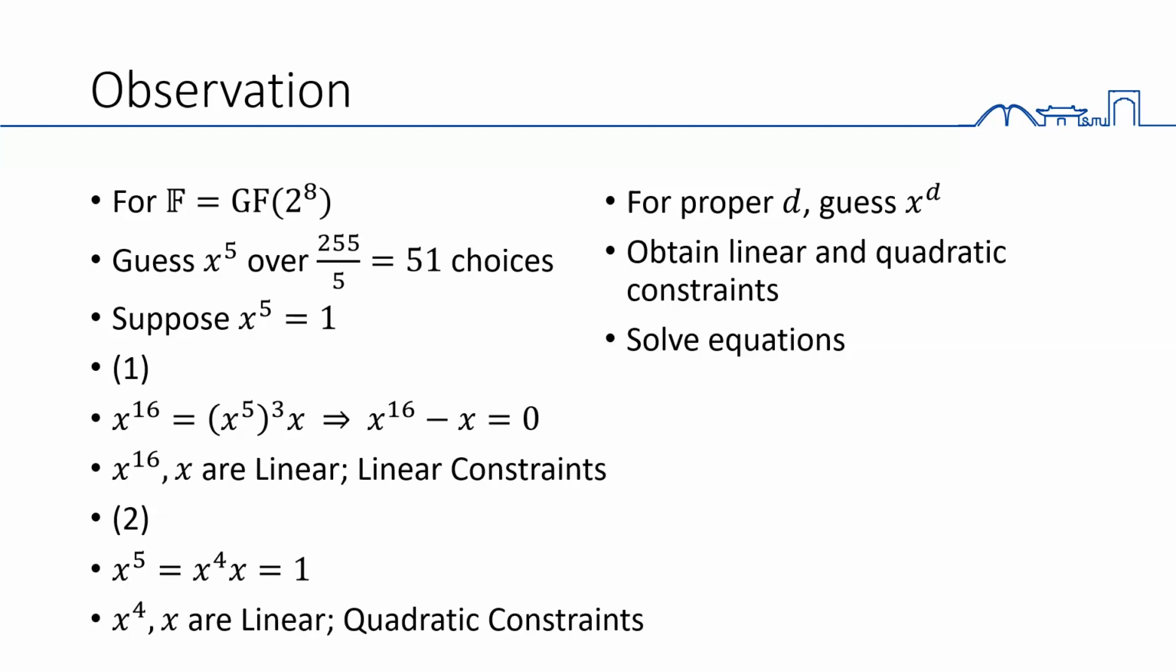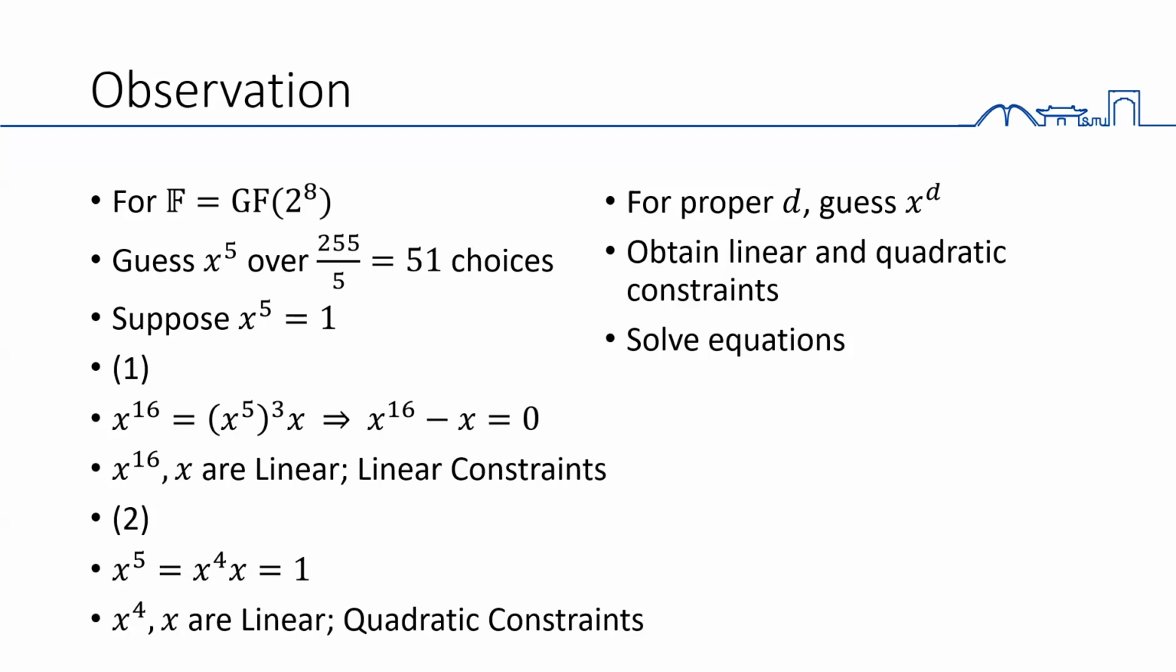We observe that for some power functions, we can have some linear or quadratic constraints. For example, if we get x to the 5, which has a limited number of possible choices, and suppose x to the 5 is 1, then x to the 15 equals x to the 5 to the 3 multiplied by x. Remember that x to the 5 is 1. So we have x to the 16 minus x is 0. And x to the 16 is linear, so we have some linear constraints about x.